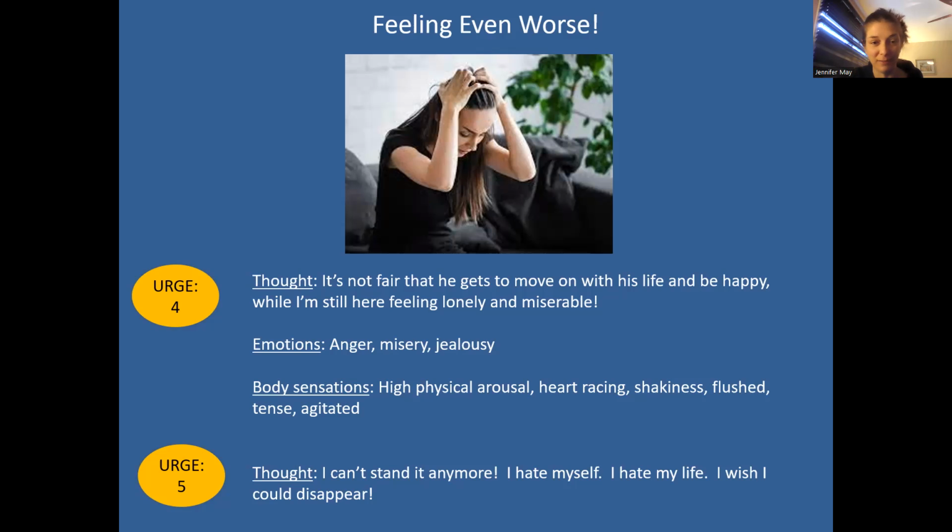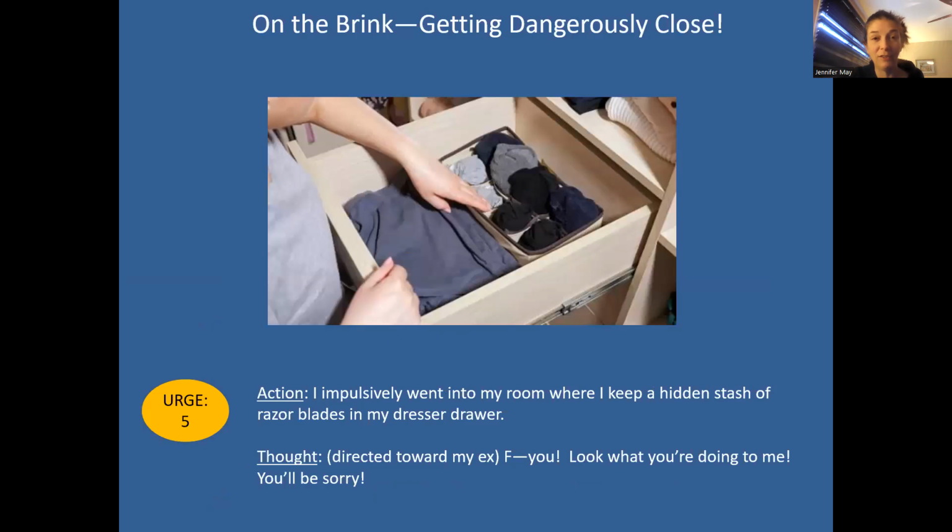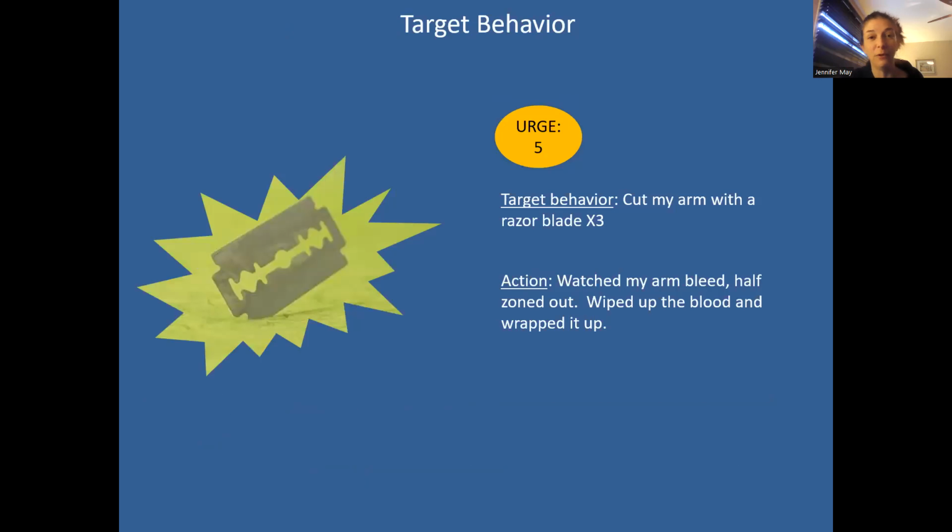It's really intense. So she's on the brink, getting dangerously close to cutting. She goes into her room where she keeps a hidden stash of razor blades in her dresser drawer, and she has a thought. As if she's talking to her ex: F you, look what you're doing to me. You'll be sorry. There's some anger there toward her ex. How could you do this to me? Now I'm going to get back at you. I'm going to show you how much you hurt me. So the urge is 5.